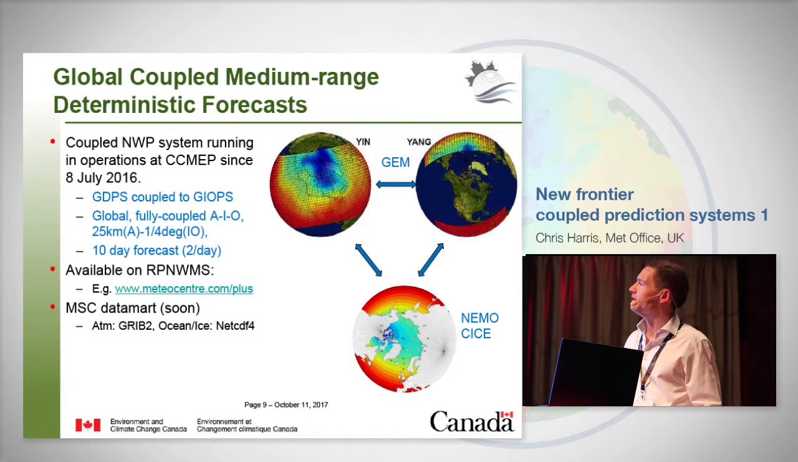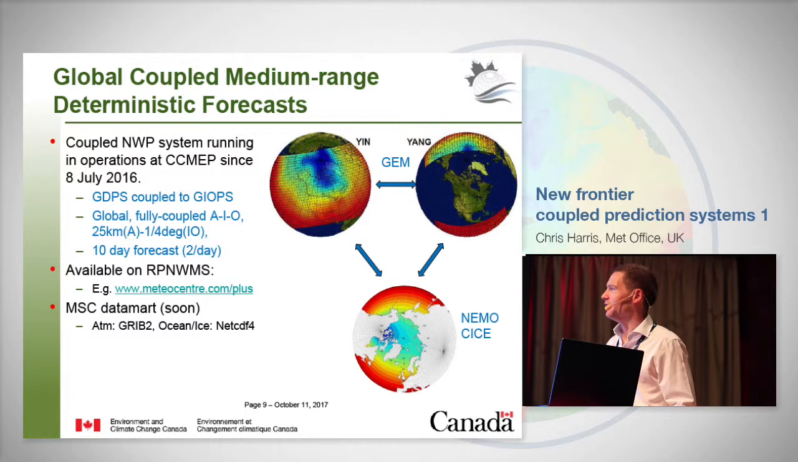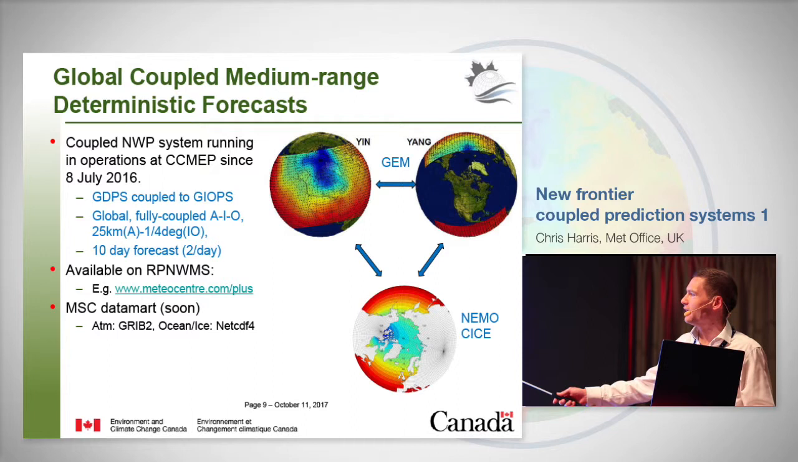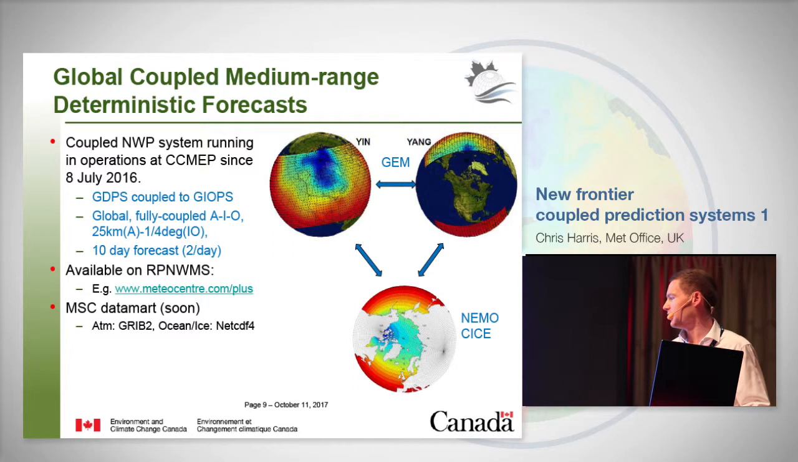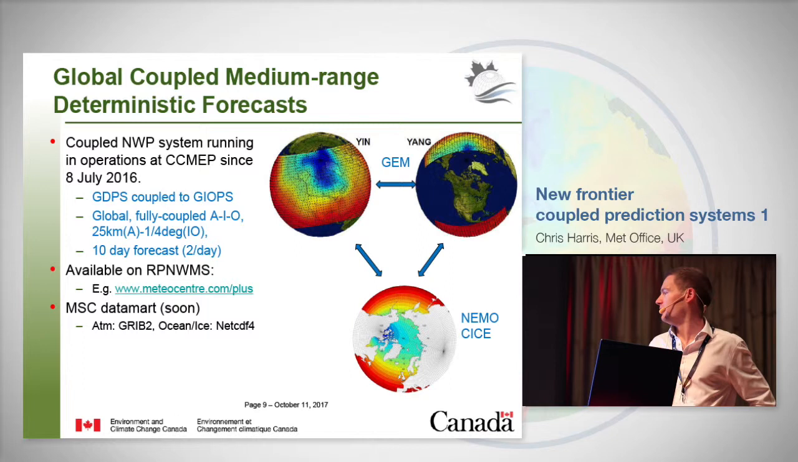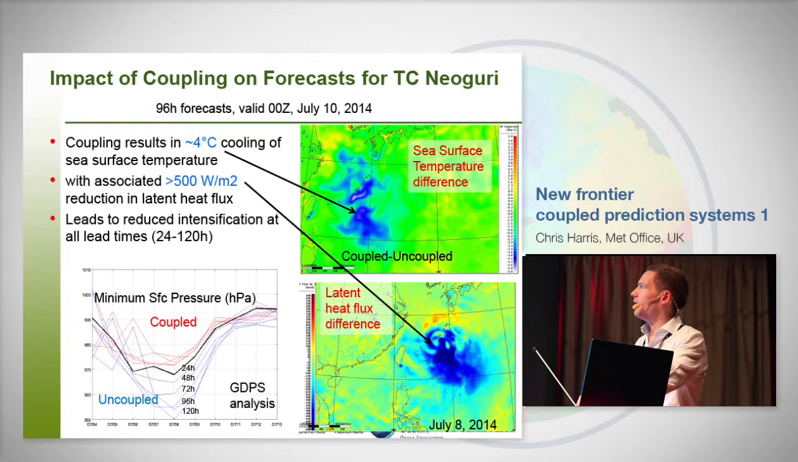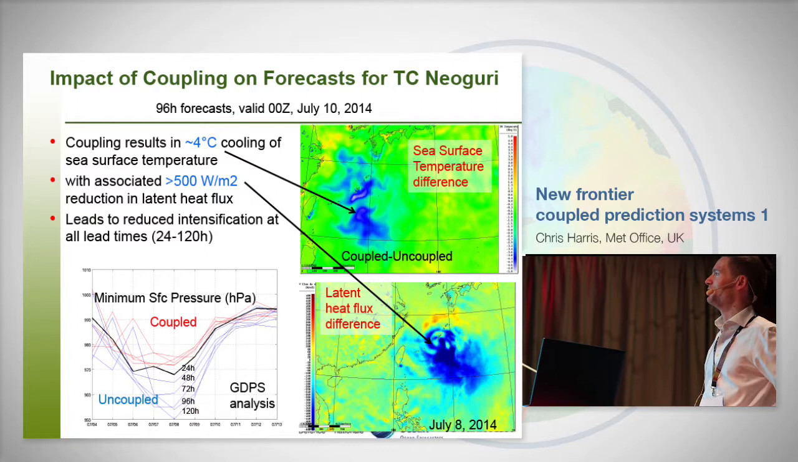The ocean is perhaps more familiar to us. It's just using a NEMO quarter degree ORCA025 configuration, and they're running 10-day forecasts twice a day and making that data available. So the ocean is the NEMO ocean model, and as at the Met Office, they couple that to the CICE Los Alamos sea ice model.